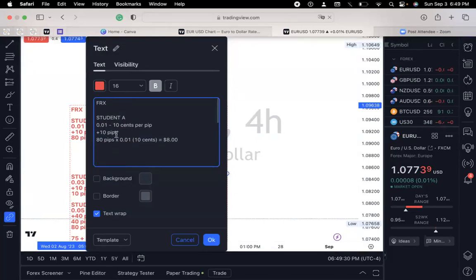So anybody can work with this, your demo account, your live account, and not feel too stressed about it. 80 pips is typical what we get. You're using 10 cents per pip, that's $8. Now, your stop loss can still be only 25 pips, right? Like your TP can be 80 pips, but it doesn't always have to be a one-to-one.